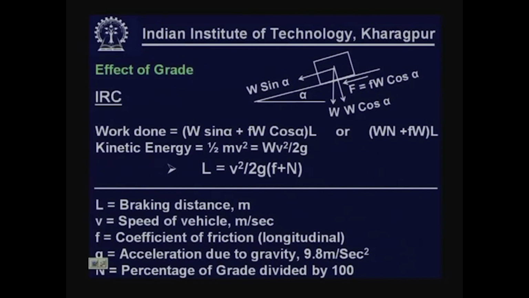In this case, L is the braking distance in meter, V is the speed of vehicle in meter per second, F is the coefficient of friction longitudinal, G is the acceleration due to gravity 9.8 meter per second square, and N is the percentage of grade divided by 100. So, if there is an upward slope, from the equation you can understand that the required stopping sight distance will be lesser as compared to the SSD on plain or the level road.